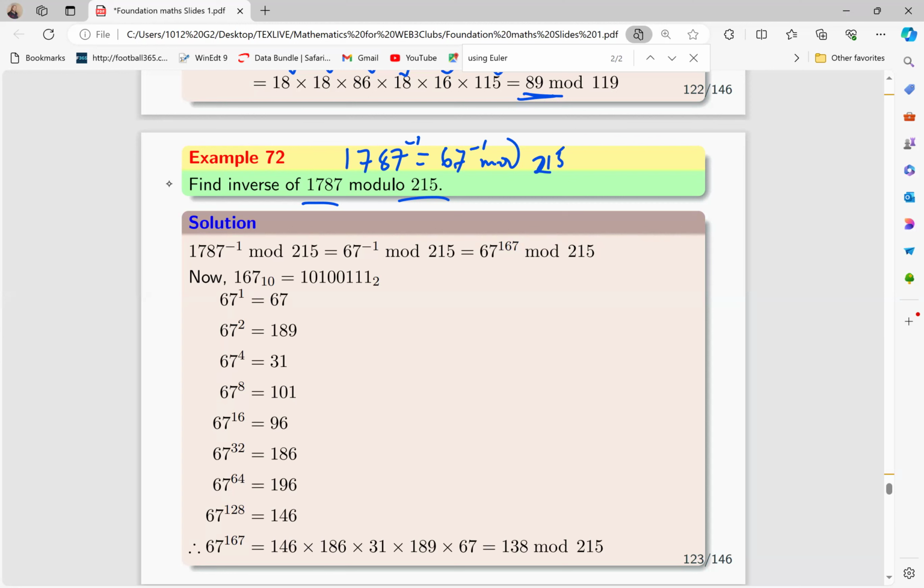Yes. Now what is that according to Euler? According to Euler, this inverse is given by 67 raised to phi of 215 minus 1 mod 215. But what is phi of 215? This one is easy because you can see 5 can divide it. 4 times here, 41. Is there another number that can divide this apart from 5?